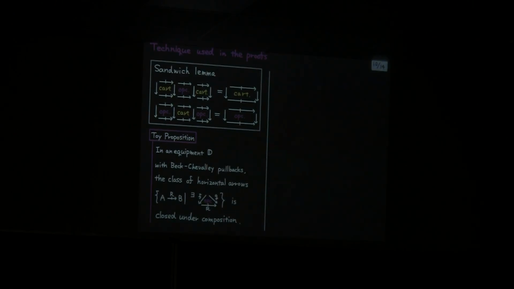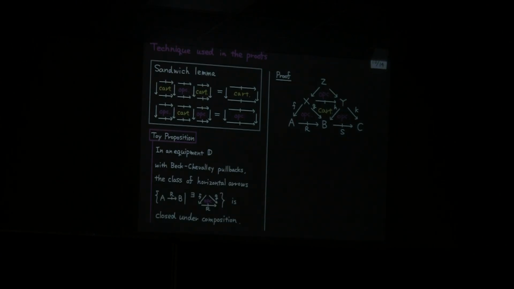So how can we prove this? Well, suppose you have two Cartesian triangle cells whose bottom arrows are R and S. Then take the pullback of these arrows. Then, by the assumption, we can present the cell in the middle as the composite of a Cartesian and a Cartesian cell. Then here you have a sandwich. So we know this is a Cartesian cell.